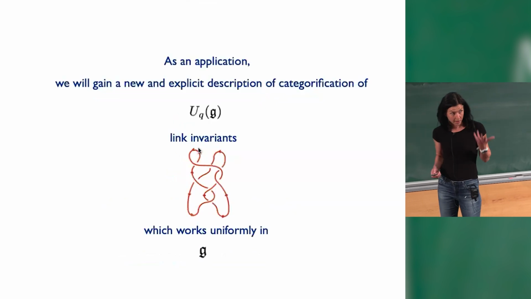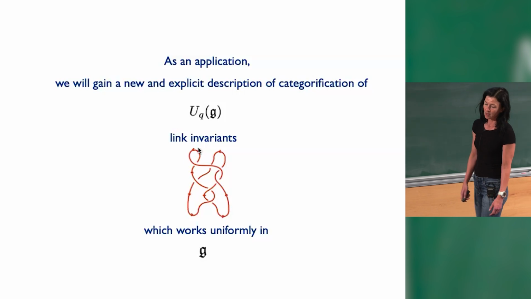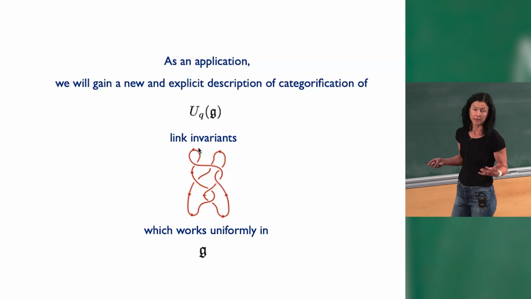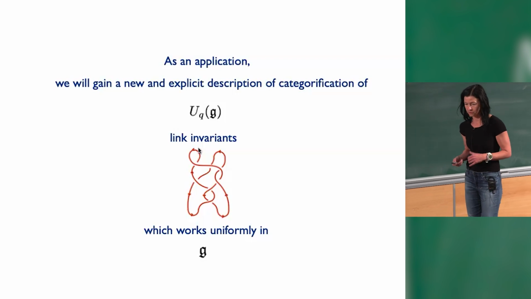So as an application, we will gain a new and explicit understanding of this description of categorification of quantum link invariants, a description that works uniformly with respect to the choice of a Lie algebra.